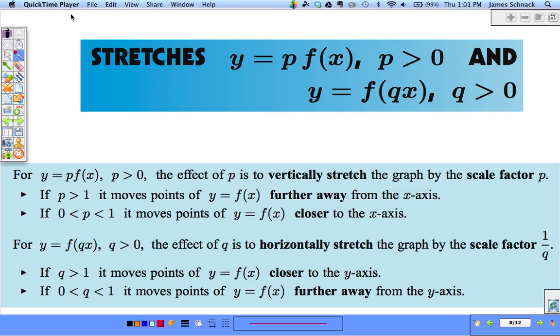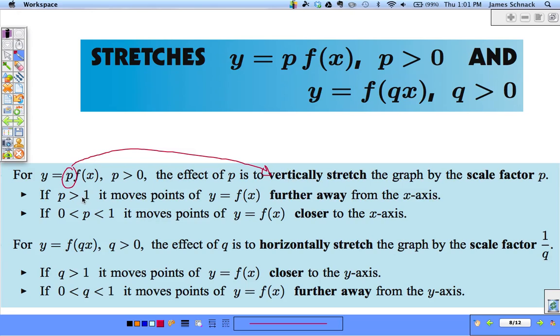And now we get into the stretches. In other words, dilations. We're stretching the graph, we're grabbing a hold of it and pulling or pushing one way or another. If we have this p times f of x, outside the function it is vertical, and we say it has a scale factor of p.